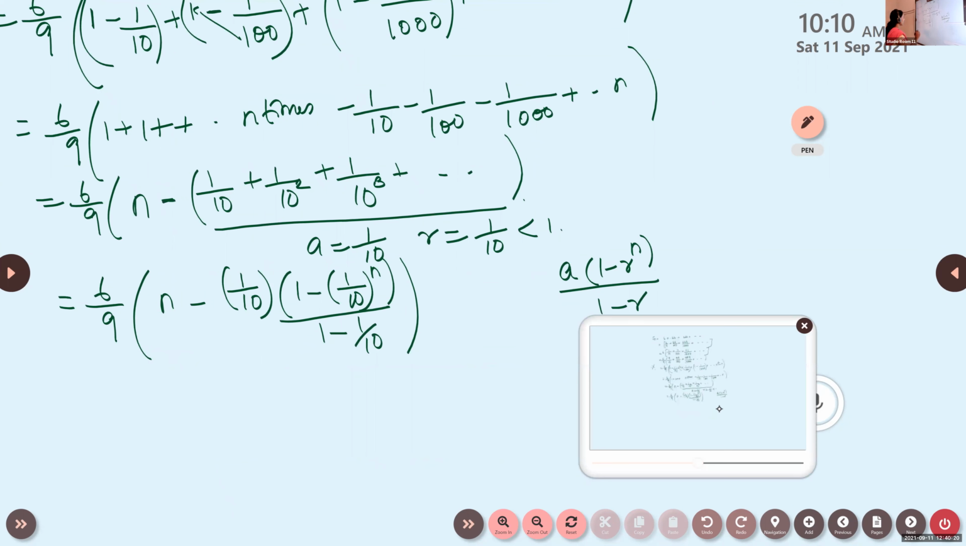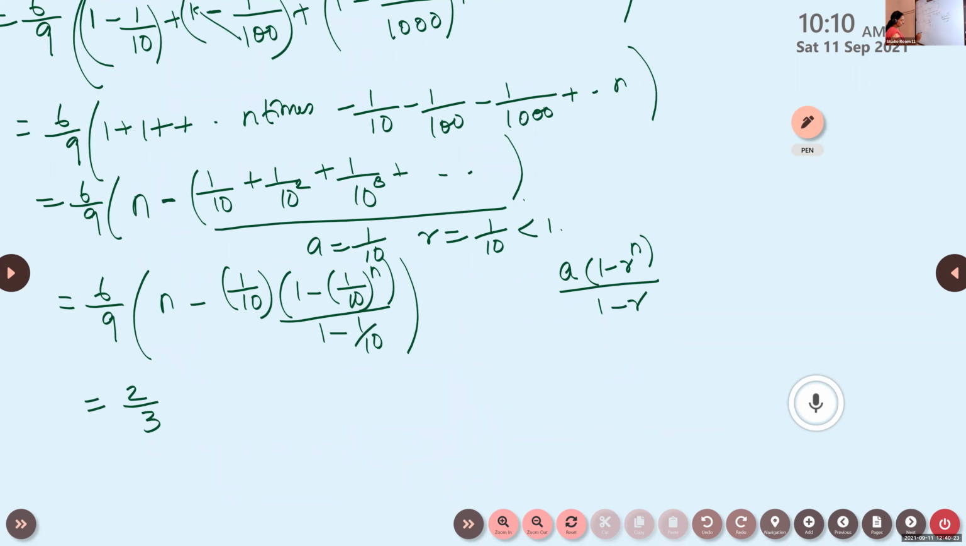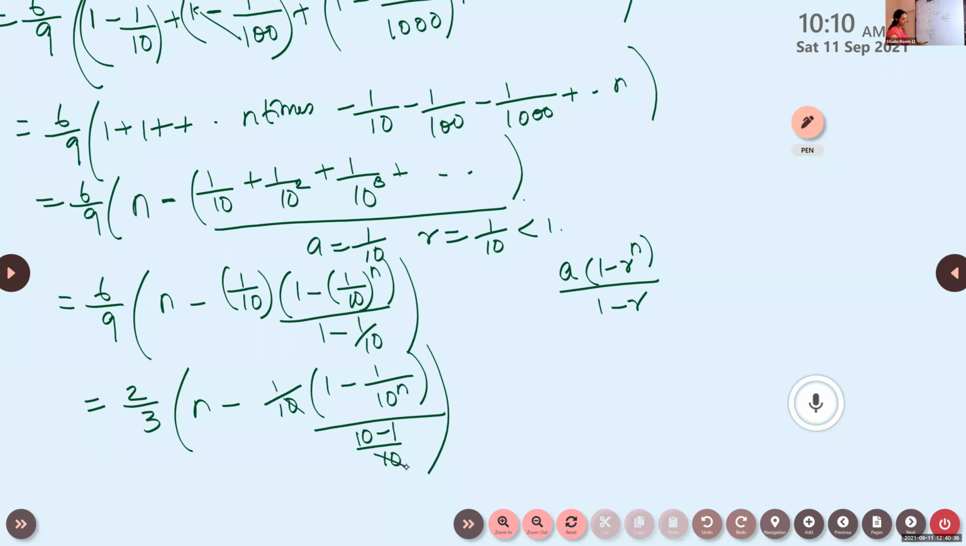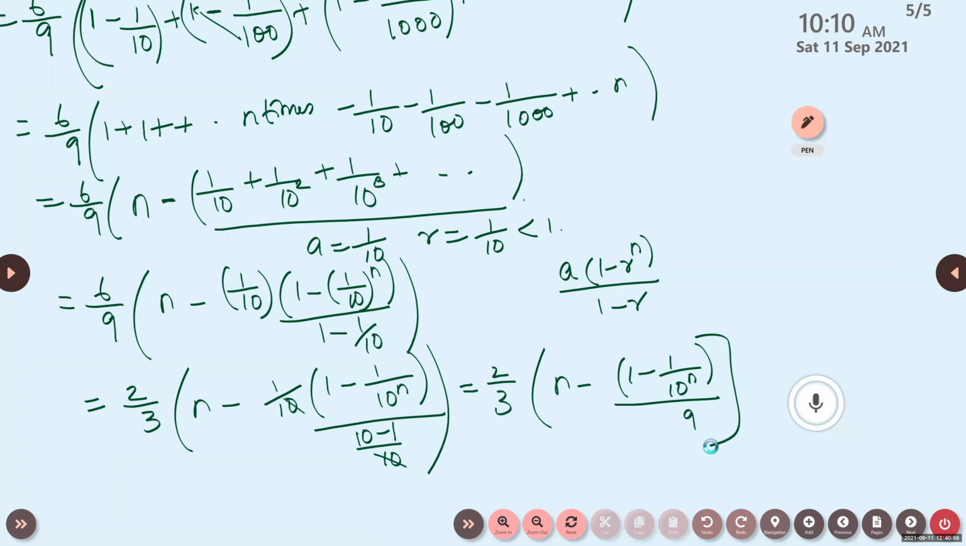Next step, on simplifying, we can write this as 2 by 3 into n minus 1 by 10 into 1 minus 1 by 10 raised to n by, here if you take the LCM, 10 minus 1 by 10. Here this 10 will get cancelled. So we can write this as 2 by 3 into n minus 1 minus 1 by 10 raised to n by 9. Is it okay? Is the method clear? Vinay? Anaka? Yes, ma'am. Okay. Write this one, children.